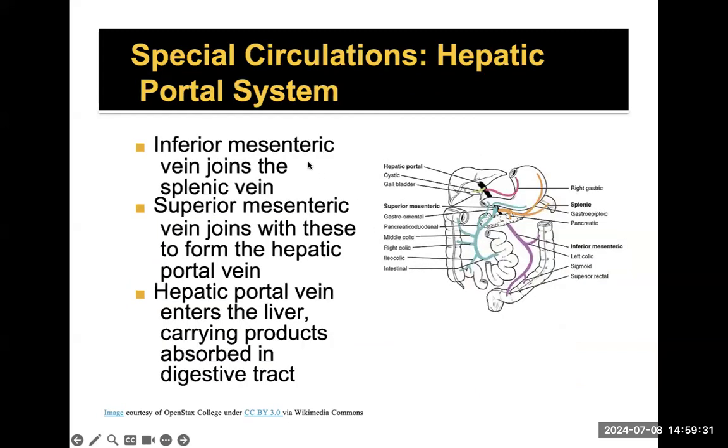So the hepatic portal system is going to include the inferior mesenteric vein joining the splenic vein. The superior mesenteric vein is going to join to form the hepatic portal vein, which enters the liver and carries the products that are absorbed in the digestive tract.